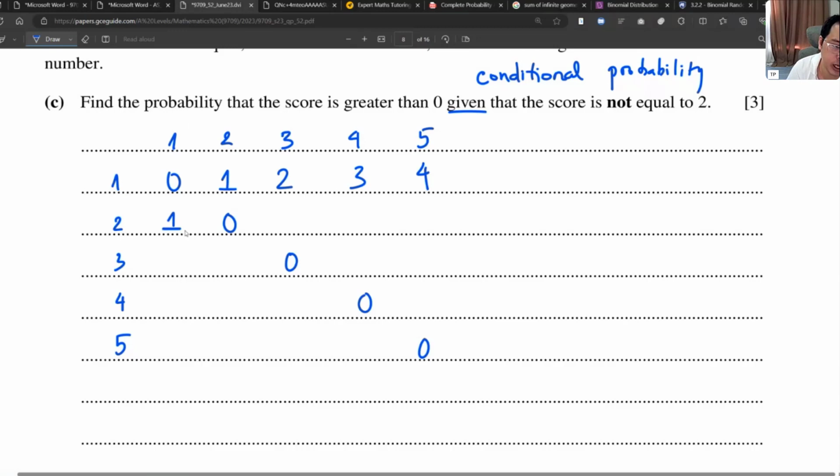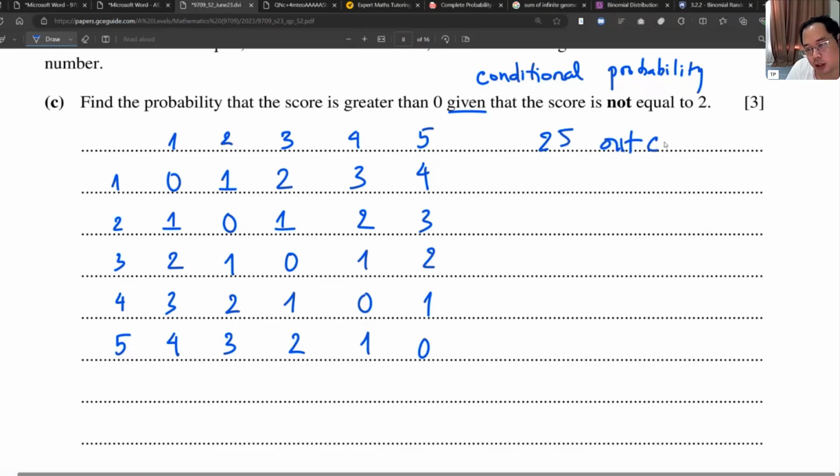With 2 and 1, similarly, we have the score 2 minus 1 is 1, 3 minus 2 is 1, 4 minus 2 is 2, and 3. 3 minus 1 is 2, 3 minus 2 is 1, 4 minus 3 is 1, 5 minus 3 is 2, 4, 3, 2, 1, 4, 3, 2, 1. Okay, this is our sample space with 25 outcomes. We have 5 values on a row and 5 values on a column, and therefore there are 25 outcomes, obviously, right?